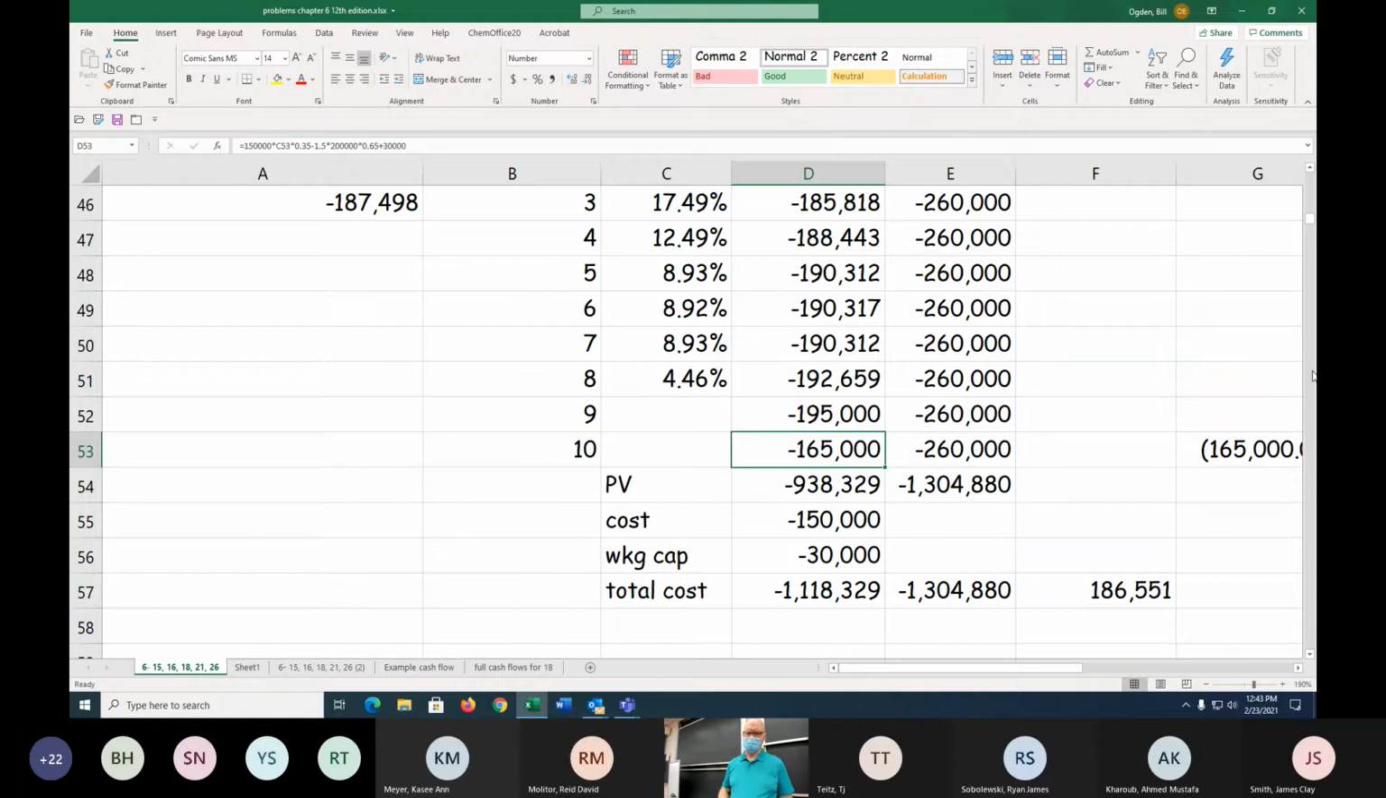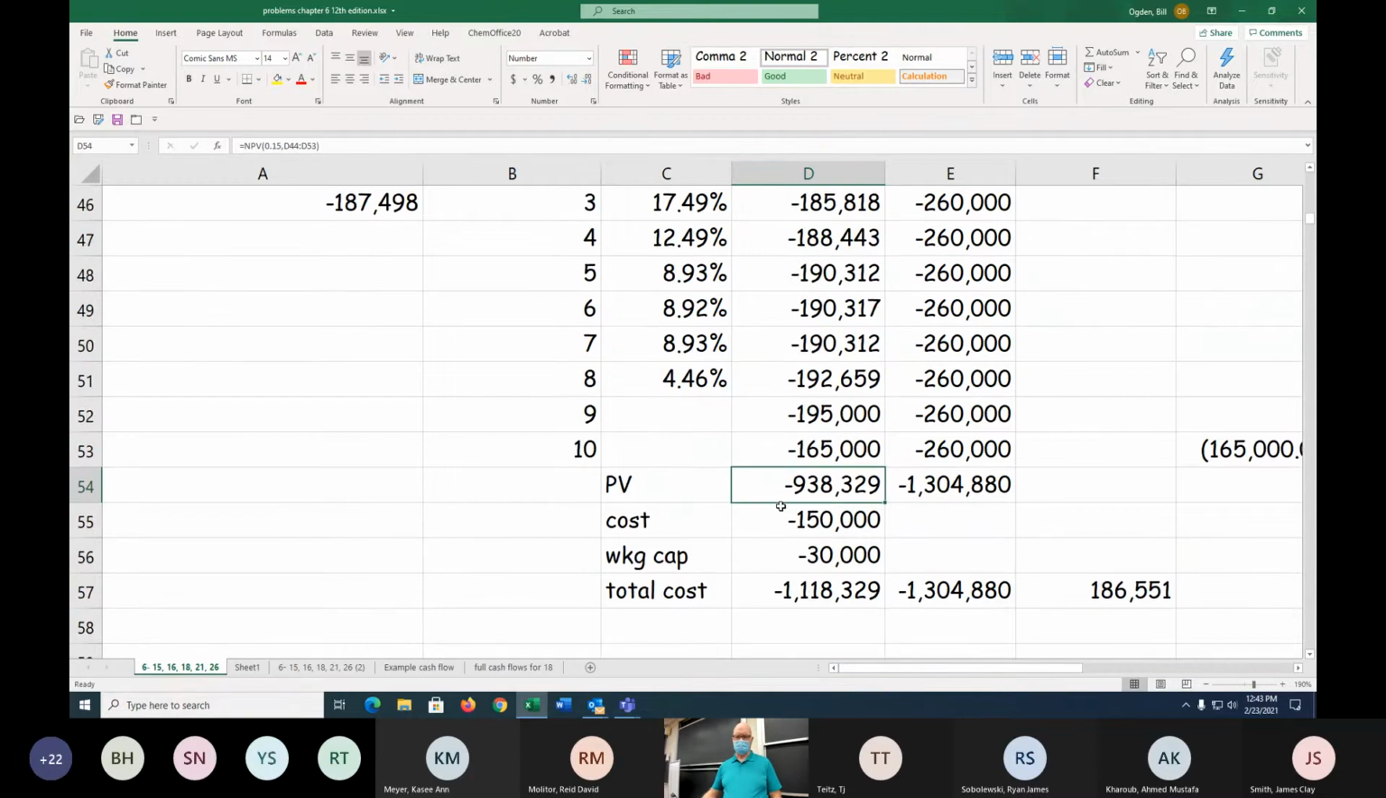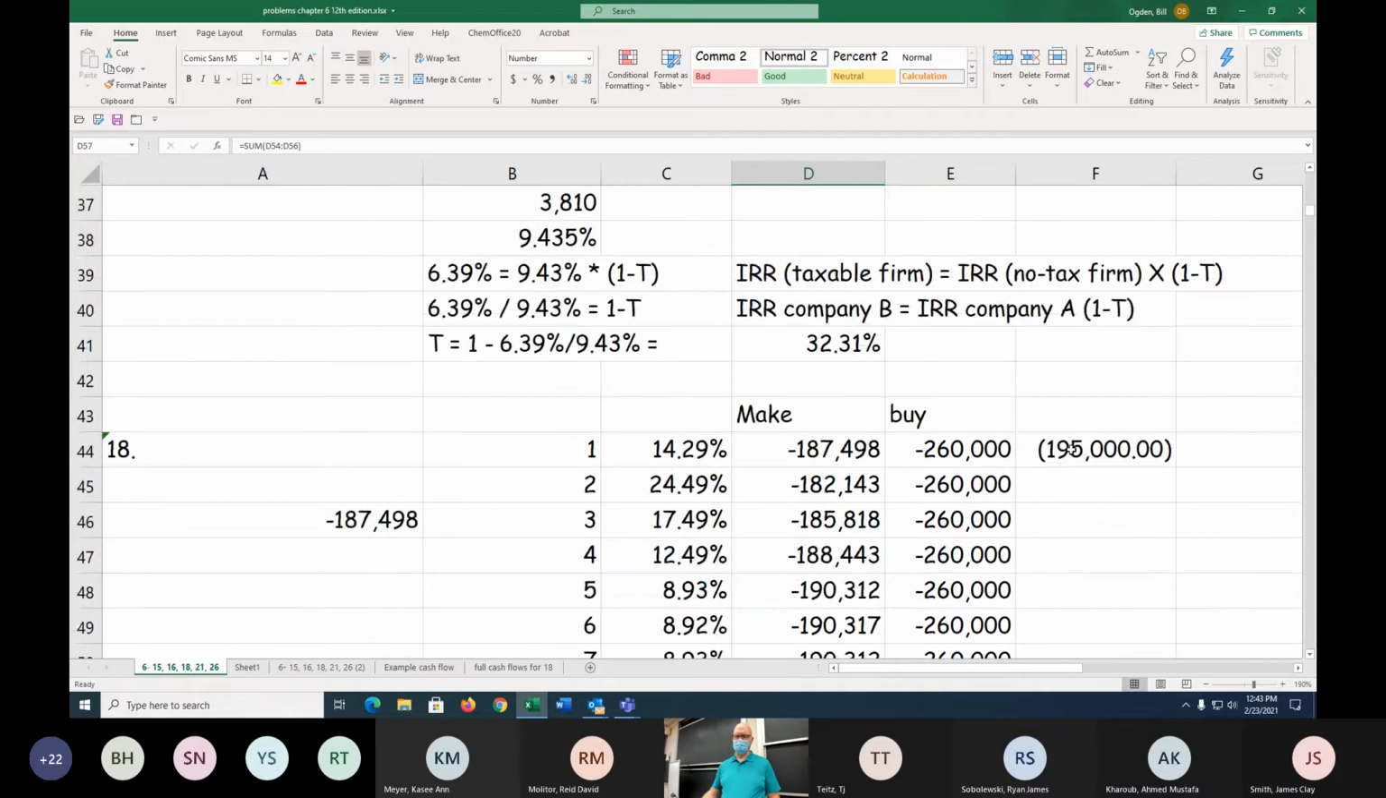So it's $30,000 higher. Anyway, I took the present value of all these 10 years of cash flows. I got this number. I also included with that the cost of the asset, the machine. I included with that the working capital. That's my grand total. I think we did this one in class pretty much.